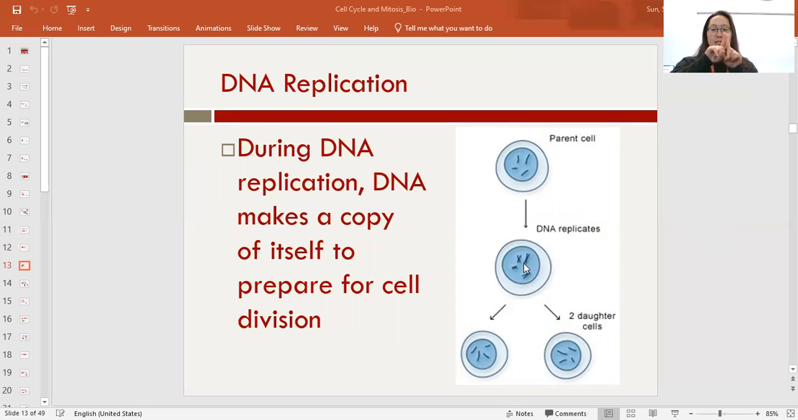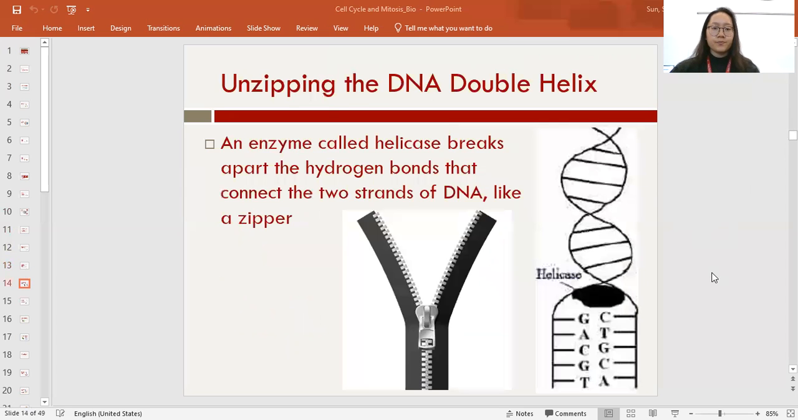So it kind of looks like a little X like this. And then when they split back up, they'll go back to the original amount, similar to the parent cell. So the two daughter cells are technically identical to each other and to the parent cell.